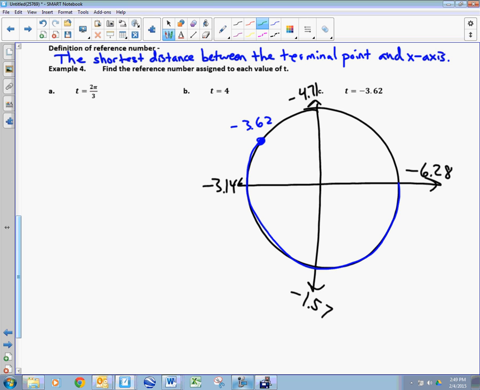Do I travel the green route or do I travel the red route? I travel the green. And so what you'll do is you'll take the larger number. What's larger? Negative 3.14 minus negative 3.62. And so when you subtract them, you add the opposite and you get 0.48.